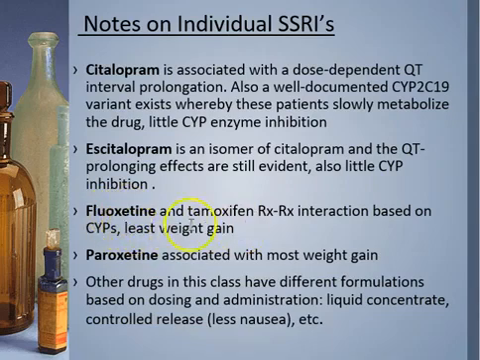Fluoxetine offers the least amount of weight gain, so that's one of the pluses for this drug, which is why Prozac, which is the brand name of this drug, has become so popular over the years. Conversely, paroxetine is associated with the most weight gain.